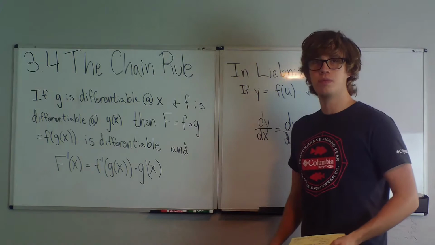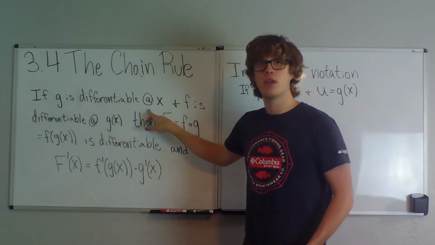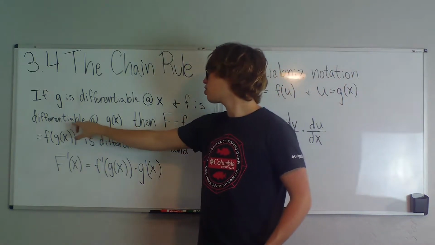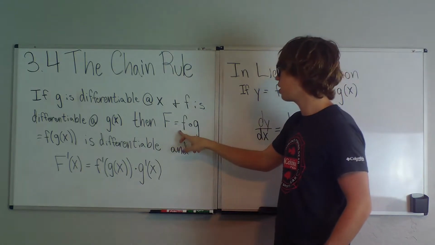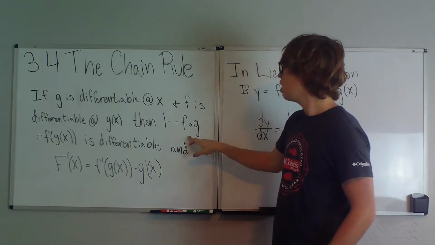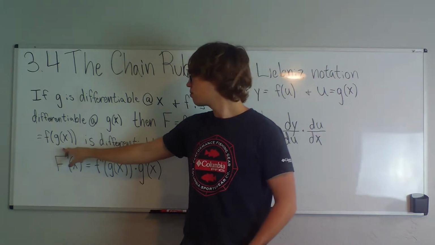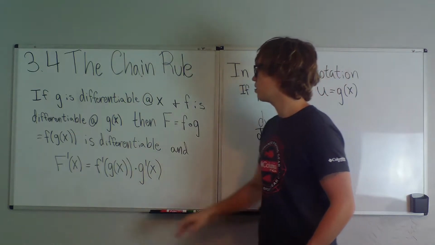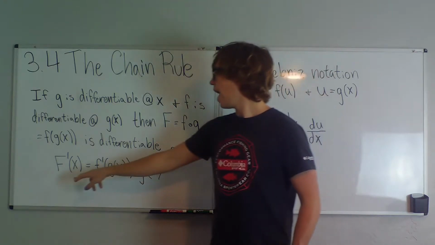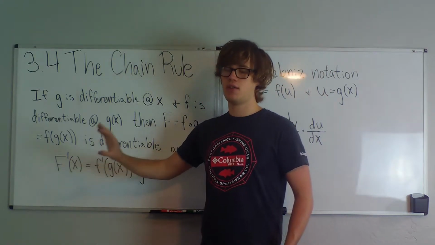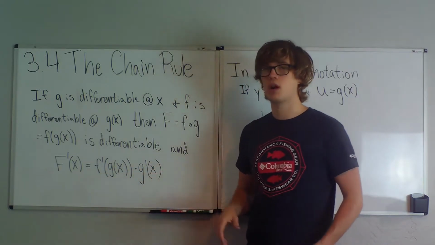So what is the chain rule? The chain rule states if g is differentiable at x and f is differentiable at g of x, then big F, which is equal to the composition function f of g of x, which can be rewritten as f parenthesis g of x, like that. That's a composition function. So then f of g of x is differentiable and F prime of x is equal to f prime of g of x times g prime of x.